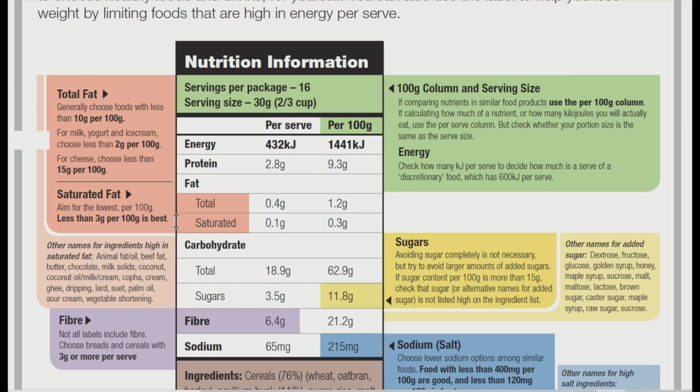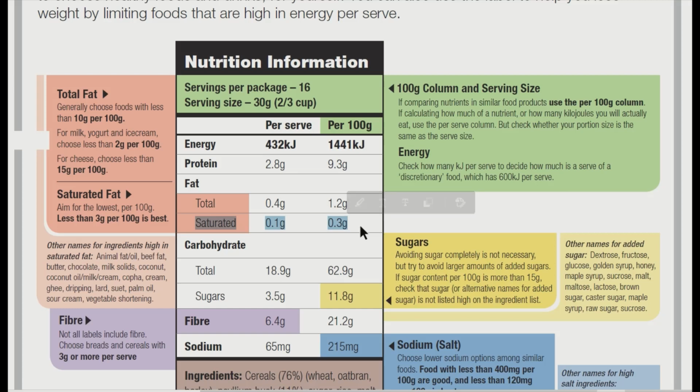So in this instance, over here, if we want to find out how much total fat is in a product, we would look at the total fat here. And we would see that there's 1.2 grams of total fat per 100 grams in this food product. With saturated fat, there's 0.3 grams per 100 grams.